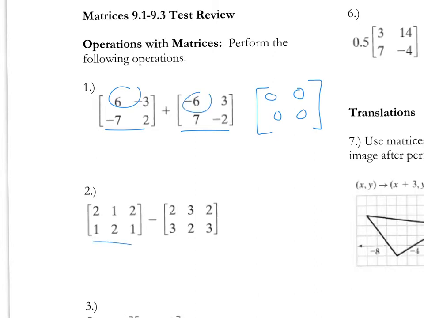I can subtract these two because they have the same dimensions. So 2 minus 2 is 0. 1 minus 3 is negative 2. This one's 0, this is negative 2, this is 0, this is negative 2.